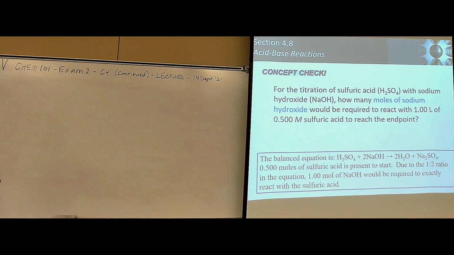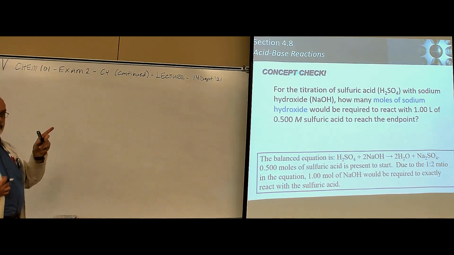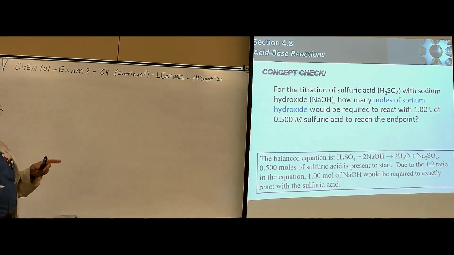Okay, so now we have this titration of sulfuric acid and sodium hydroxide. The question is, how many moles of sodium hydroxide would be required to react with 1 liter of 0.5 molar sulfuric acid to reach the endpoint? All that means is, when are the moles of acid equal to the moles of base? Okay. We could logically reason it out, and some college instructors will do that. But I want to show you the chemistry, which means I need a balanced equation.